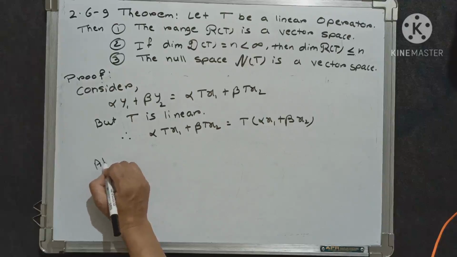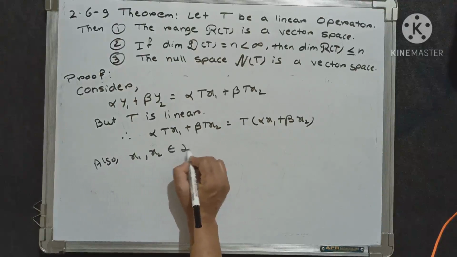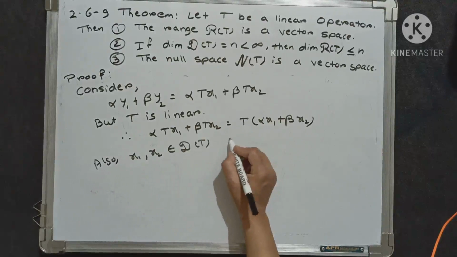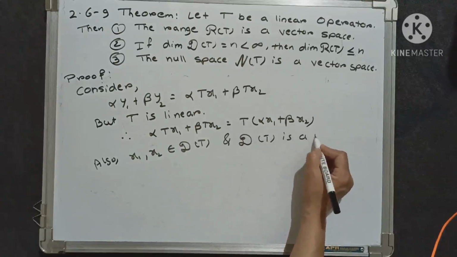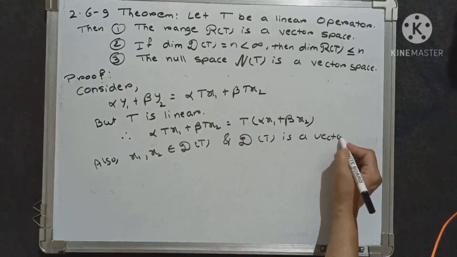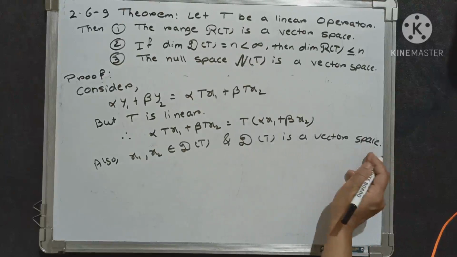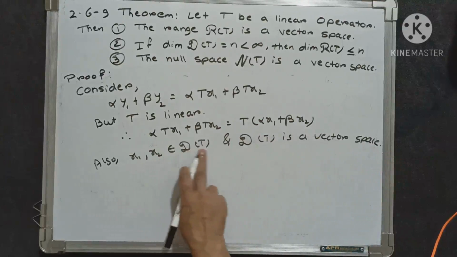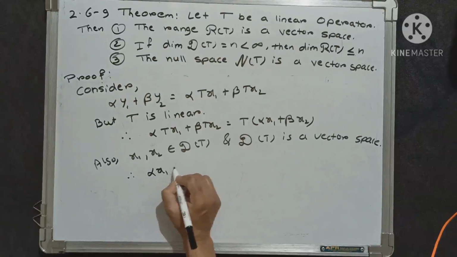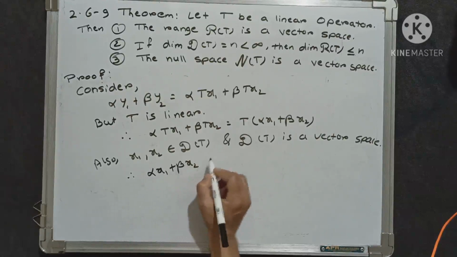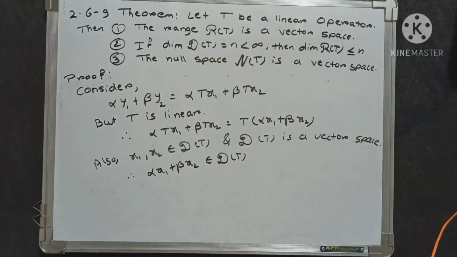And also x1 and x2 are two elements of the domain, and the domain script D of T is a vector space by the definition of the linear operator. As the domain is a vector space and these two elements are elements of the domain, therefore alpha x1 plus beta x2 is also an element of the domain, because the domain is a vector space.